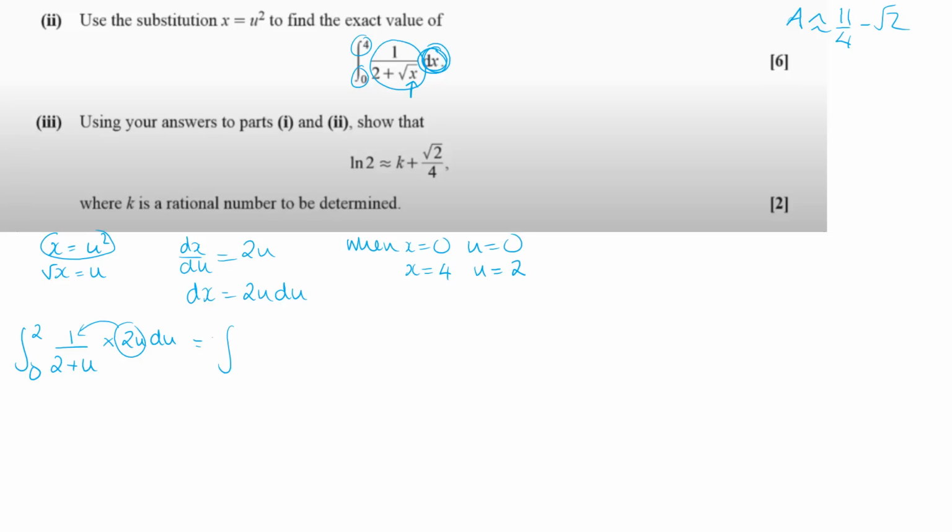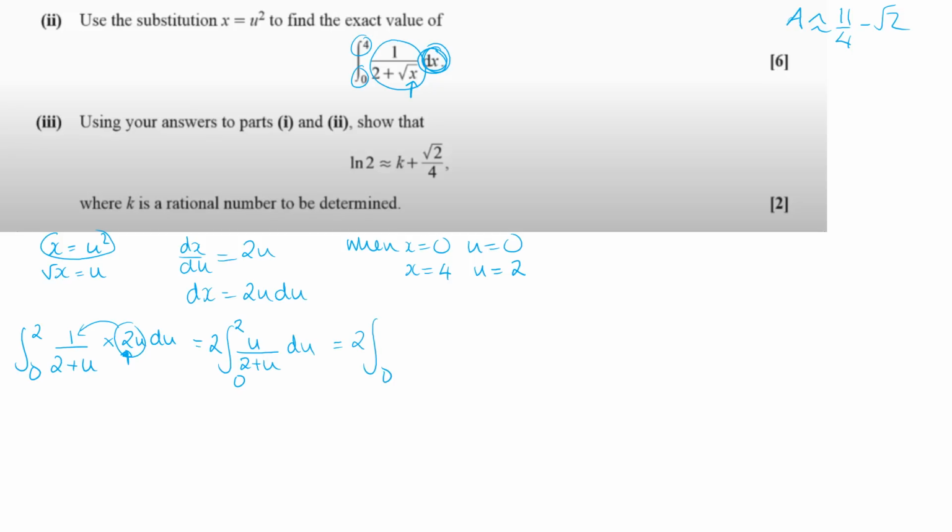What actually I'm going to do is put this 2 here on the outside, and just have u over 2 plus u du between 0 and 2. Now this doesn't really look any easier. It's easier when we've got more in the numerator and just a single term on the bottom, and then we can split it up. But in here we haven't really made life that much easier because we've got 2 terms on the bottom. But what we can do here is a little trick, leave that 2 out there.